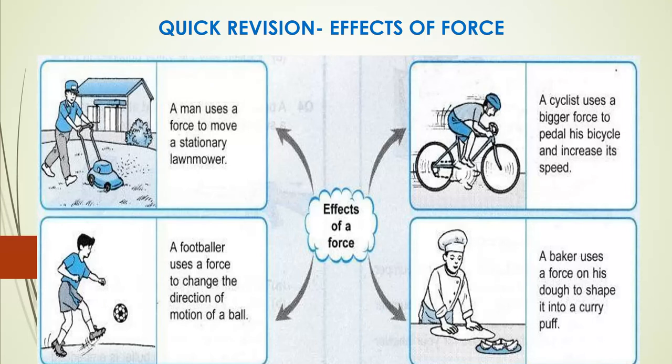Now here, a footballer uses a force to change the direction of motion of the ball. Means force can change the direction also. And similarly here, the cyclist uses a bigger force to pedal his bicycle and increase its speed. The force can change the speed.